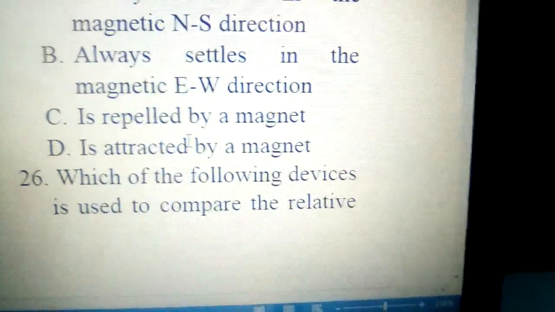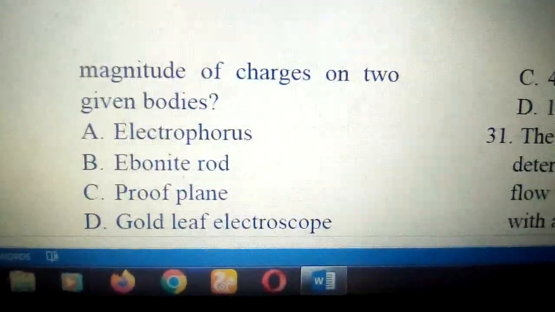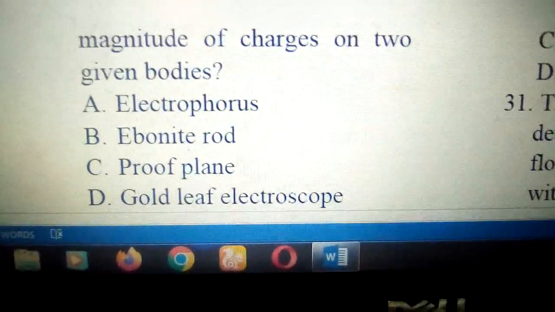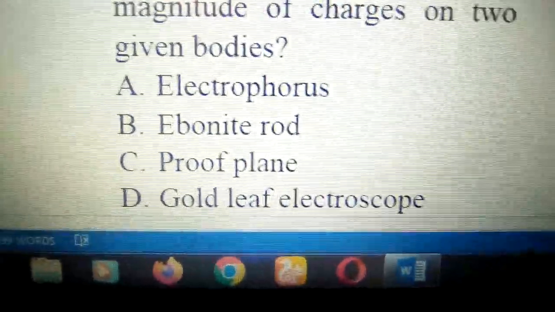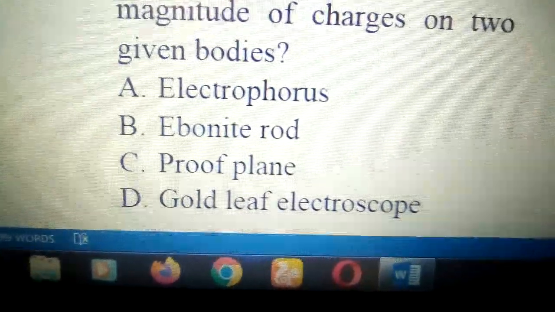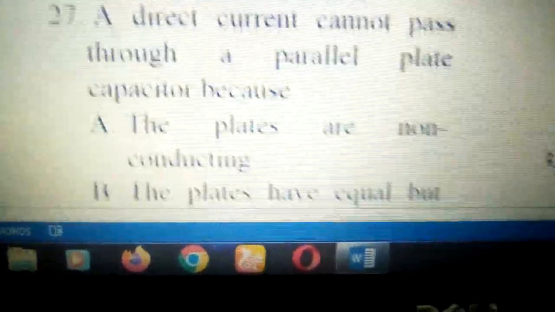Number 26. Which of the following devices is used to compare the relative magnitude of charges on two given bodies? A, the electrophorus; B, ebonite rod; C, proof plane; and D, gold-leaf electroscope. The answer is the gold-leaf electroscope.